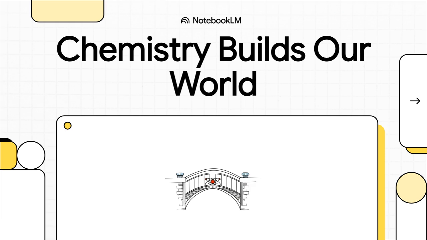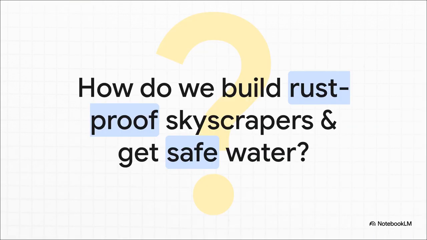Let's find out. Just think about it for a second. We've got these incredible engineering marvels, these life-sustaining processes we depend on. But how do we actually do it? How can we be so sure a skyscraper won't just crumble into a pile of rust, or that we can reliably purify huge amounts of water? The answer isn't just in the physical blueprints. It goes way, way deeper.